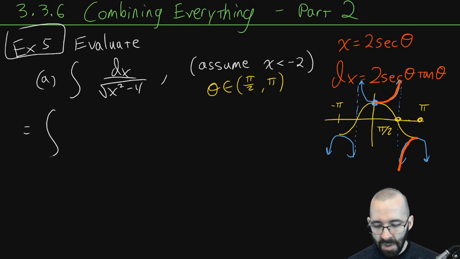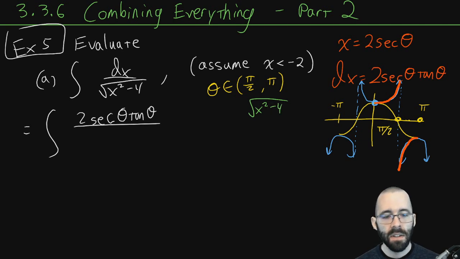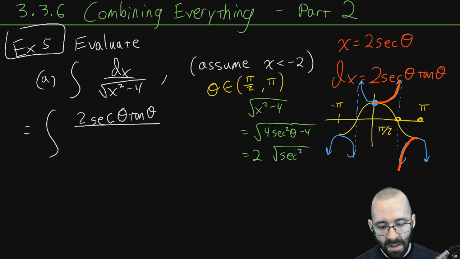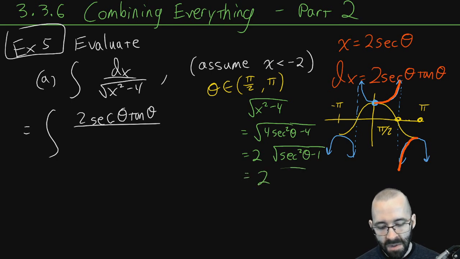Okay, so this is the integral of dx, which is 2 secant theta tangent theta, over, and again, I'm going to save us some work. I'm going to go off to the side and say, what is the square root of x squared minus 4? Well, that's the square root of 4 secant squared of theta minus 4, which is the square root of 4 times secant squared of theta minus 1. Square root of 4 is 2. It's 2 times tangent squared in a square root. This is the absolute value of tangent.